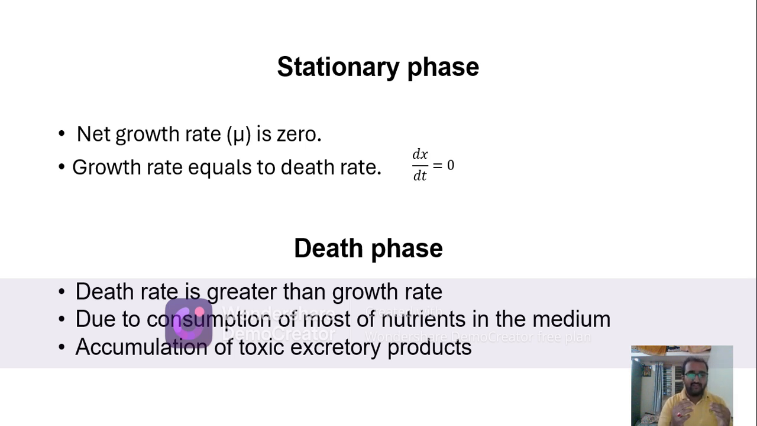After the stationary phase, the cells start entering the decline phase or the death phase. Here, the death rate is greater than the growth rate. Hence, due to the consumption of most of the nutrients present in the medium, the accumulation of toxic excretory products will occur, which won't support the growth. Instead, it supports death and the culture crashes.